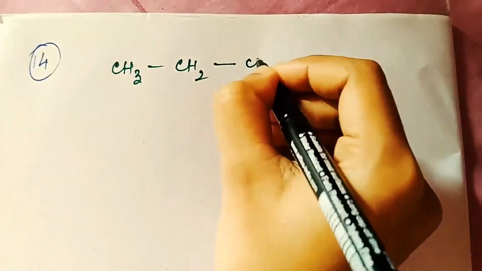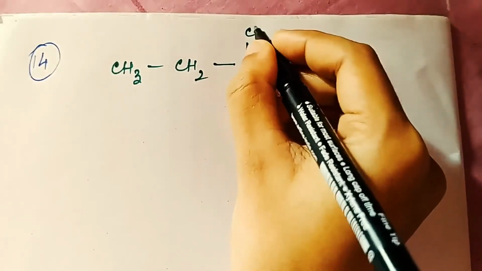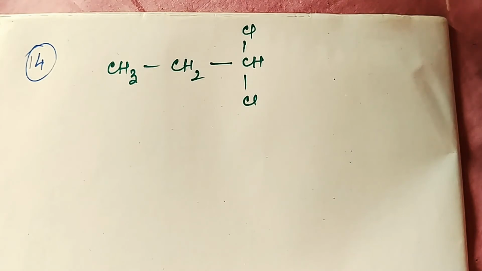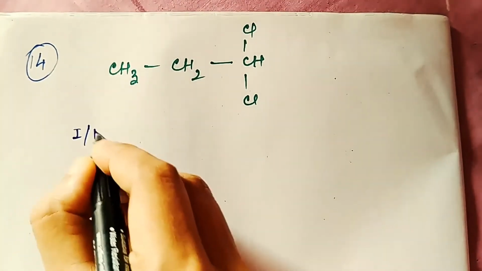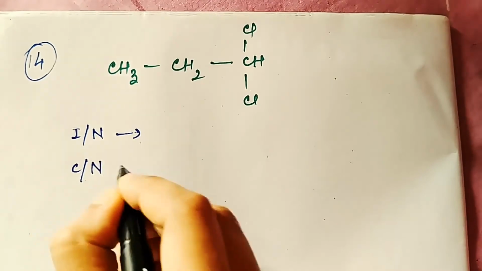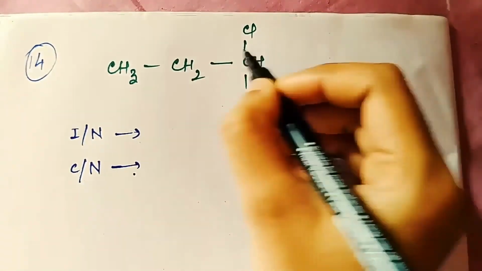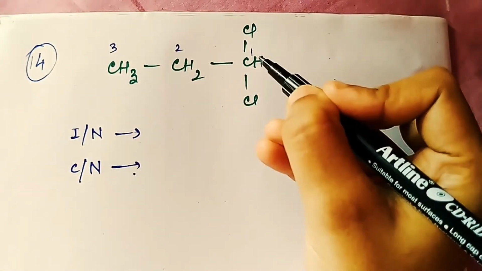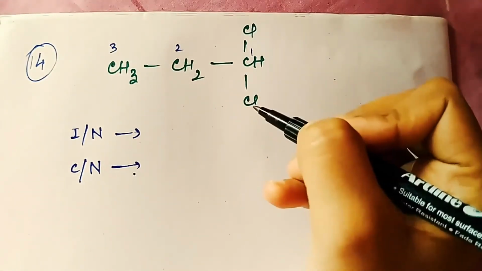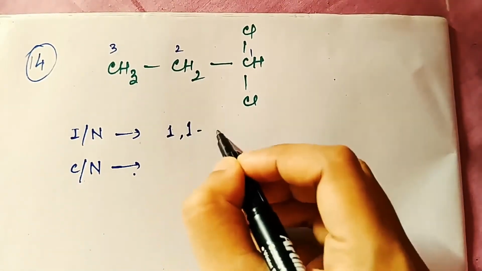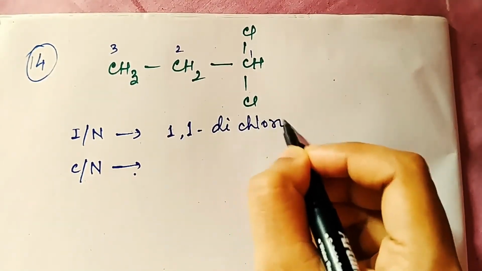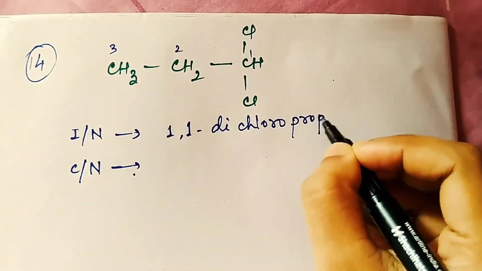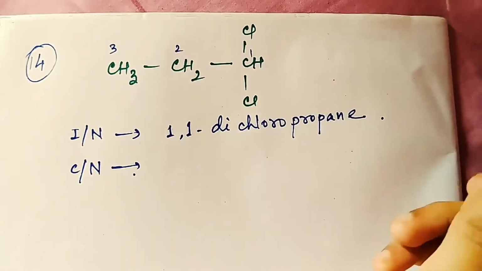Next come CH3, CH2, CHCl2. So in this case, what is the common name and what is the IUPAC name? So for IUPAC name, again give the number on the carbon atom, total 3, and in the 1 position 2 halogens are present. So 1,1 dichloro, in the main chain 3 carbon atoms, so propane. Okay, this is the IUPAC name.